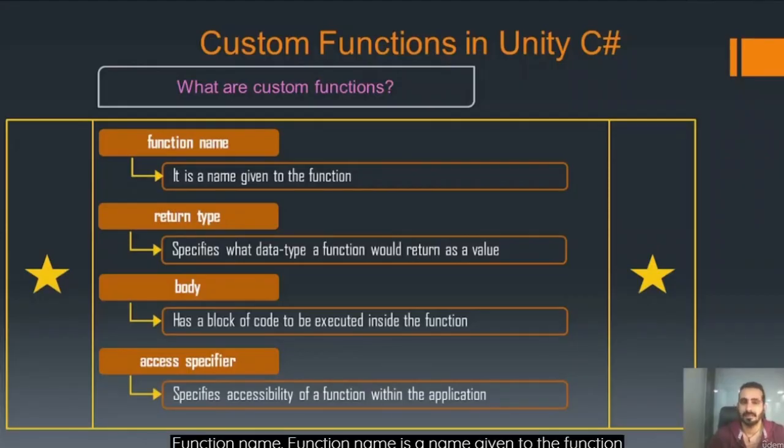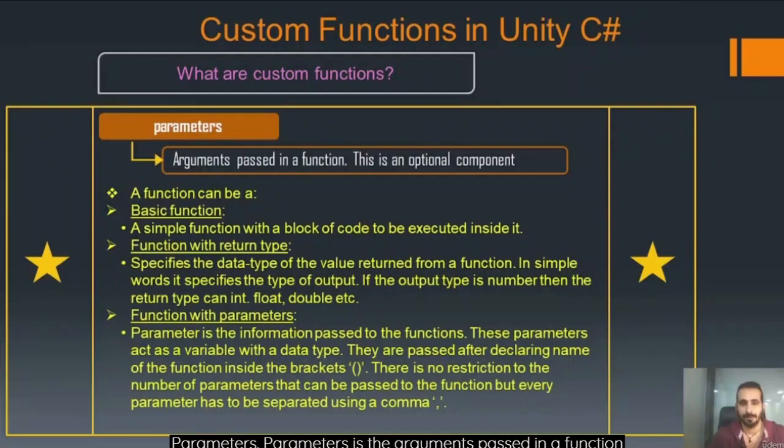Function name. Function name is a name given to the function. Then we have return type. Return type specifies what data type a function would return as a value. Then we have body. Body has a block of code to be executed inside the function. This body or the block of code will be inside the function basically. Then we have access specifier. Access specifier specifies accessibility of a function within the application. Parameters. Parameters are the arguments passed in a function. This is an optional component.